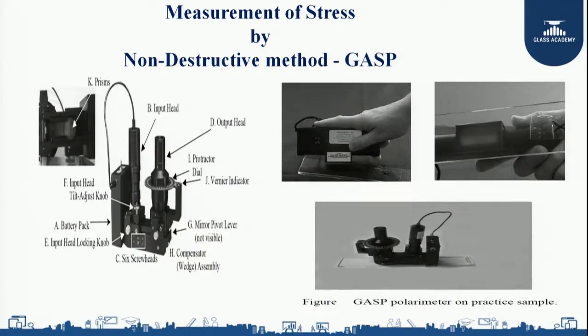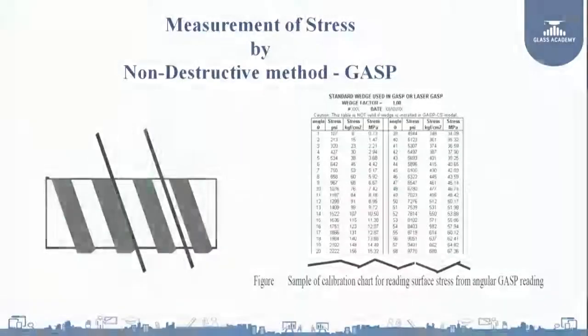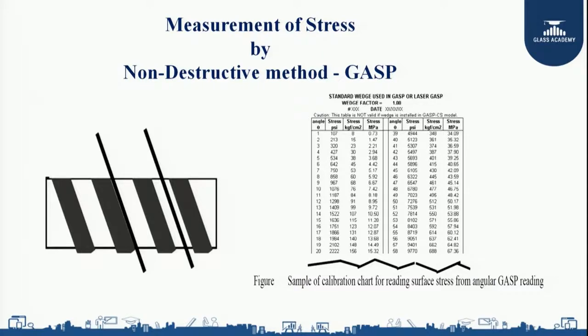After identifying which is the air side and which is the tin side, I need to place the GASP equipment on the tin surface. On the GASP you have this protractor angle. These are the fringes. I need to make sure that the stress lines or fringes on the glass and the GASP polarimeter angle are parallel with each other, as shown in the figure. When the GASP angle and the stress lines are perfectly parallel, that is my stress value. There is a corresponding table where my angle matches the stress line. For example, if my angle is 45 degrees, the equivalent stress value is 6105, the unit being pounds per square inch. Similarly, it is equivalent to 42.09 in megapascal.